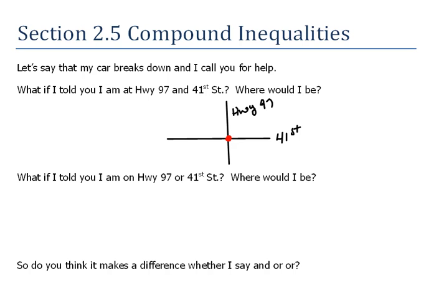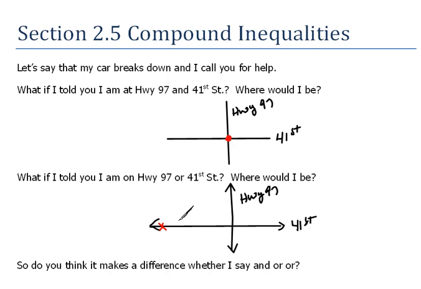Now, what if I call you and I say, well, you know what? I'm on Highway 97 or I'm on 41st Street. Well, now this is a whole different situation, right? Because if Highway 97 runs north and south, I could be anywhere along here. If 41st Street runs east and west, I could be anywhere along here. If I'm sitting right here at this spot and I tell you that I'm on Highway 97 or 41st Street, I'm telling you the truth. I just happen to be on 41st Street.